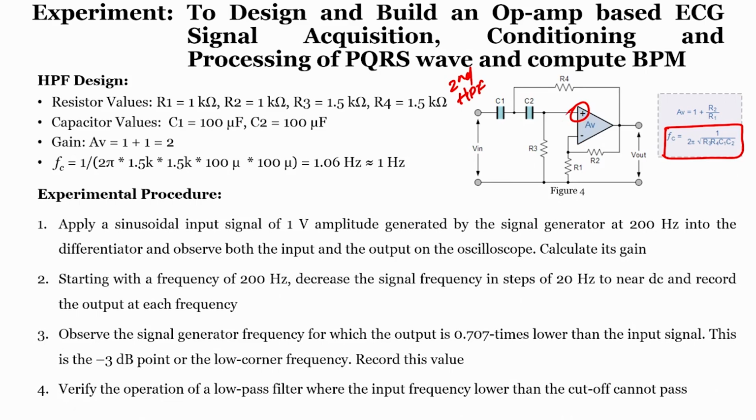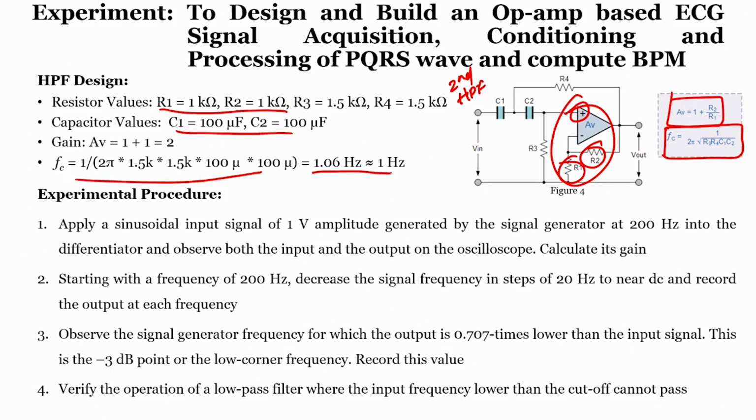Since it is a non-inverting type high pass filter, the gain of the system is nothing but 1 plus R2 by R1. So, the values of resistors R2 and R1 that we choose decide the complete gain of the system. In this case we require to design a cutoff frequency close to either 0.5 hertz or 1 hertz. So, we have chosen resistor values as well as a capacitance value, so that when we calculate the cutoff frequency we get a value of 1 hertz.